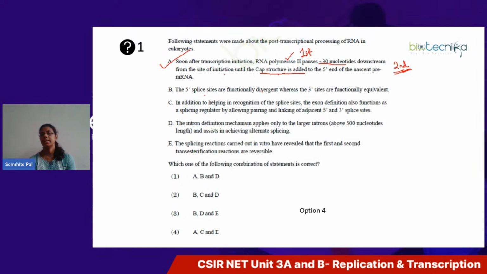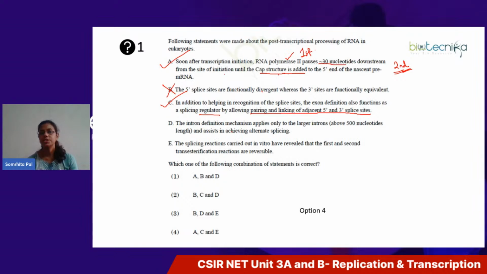Statement B, they are saying the 5' splice sites are functionally divergent whereas the 3' splice sites are functionally equivalent. No, this is wrong. In addition to helping in recognition of the splice site, the exon definition also functions as a splicing regulator by allowing pairing and linking of adjacent 5' and 3' splice sites, which is absolutely right. When we study splicing, we get to see this process happening. The diagrams themselves explain this particular statement, so this is correct.